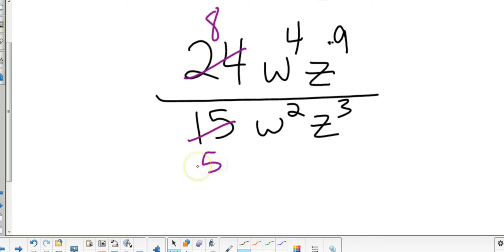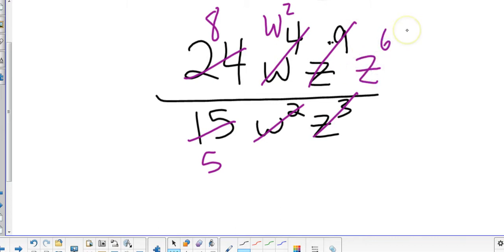And then I can subtract or cancel out these two w's with two of these. It's going to leave me with two w's up here. Z to the 9th, I can write them out and cancel out, but these three z's are going to cancel out with these, and this is z to the 9 minus 3, or z to the 6th. And whatever's left, on the top, 8w squared z to the 6th, and in the bottom 5, and that's it.